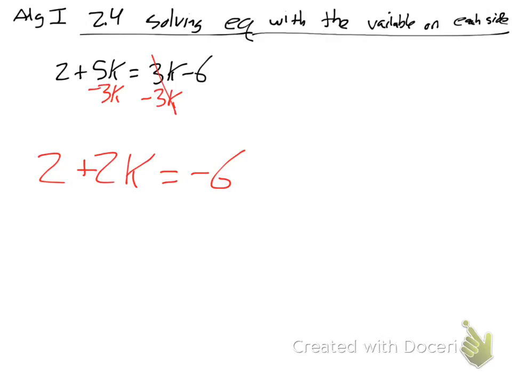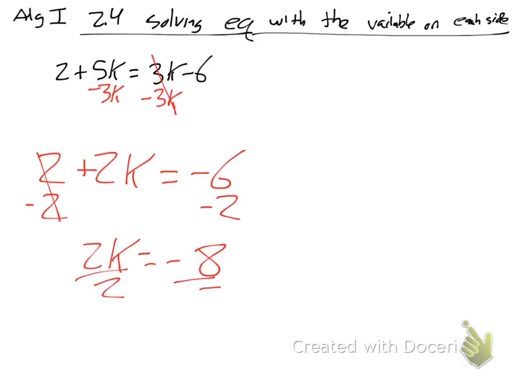To get k by itself, I will subtract what from both sides? 2. So they're gone. So 2k is equal to, what's negative 6 minus 2? Negative 8. You are $6 in the hole and you borrow another $2, you're now $8 in the hole. And to get k by itself, divide by 2. And so k equals negative 4.